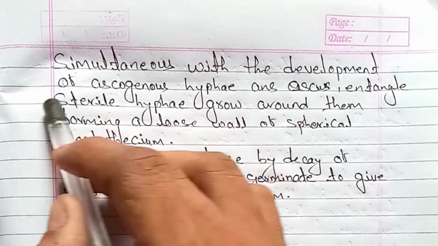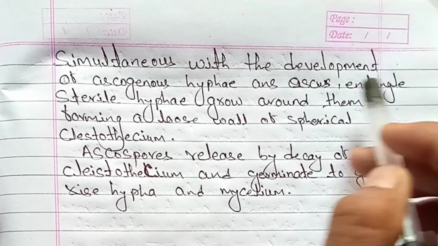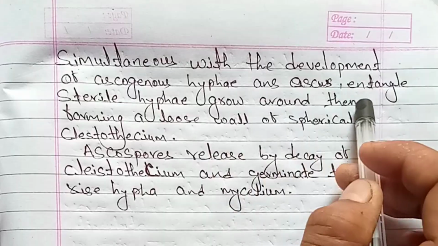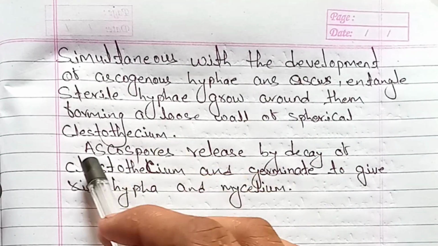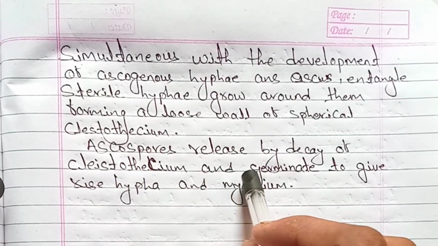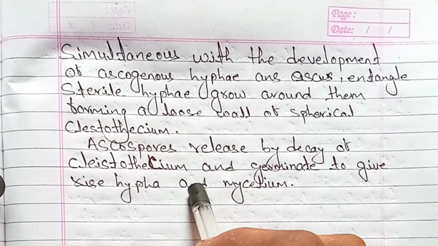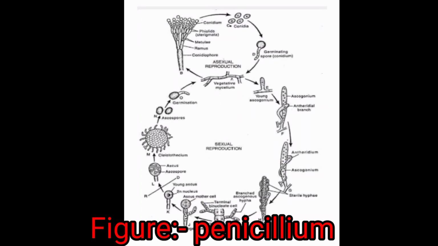Simultaneous with the development of the ascogenous hypha, sterile hyphae grow around them, forming a loose wall of spherical cleistothecium. Ascospores are released by decay of the cleistothecium and germinate to give rise to hypha and mycelium. This is the figure of Penicillium.